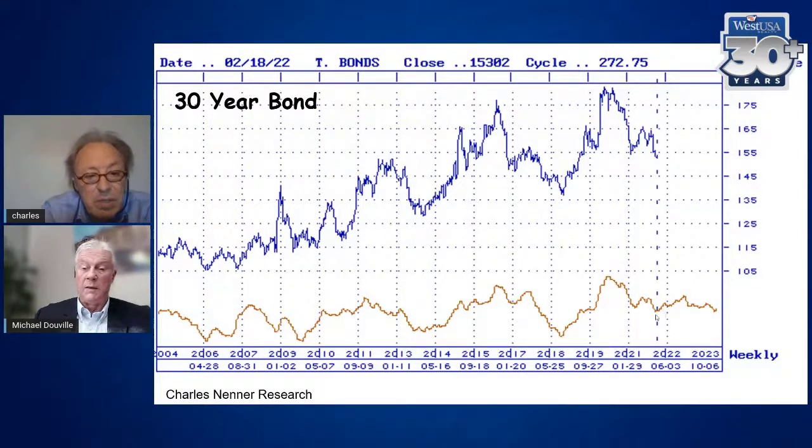A little bit. But longer term, as we talked about a year and a half ago, we bottomed. That's a pretty long cycle. That interest rate cycle is 76, 78 years long. It's like 30 years up and 30 years down, and we started the 30 years up. Yep.